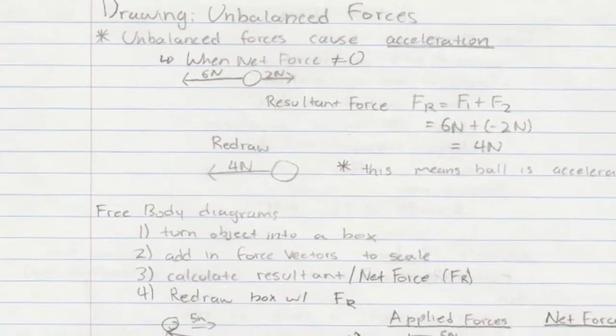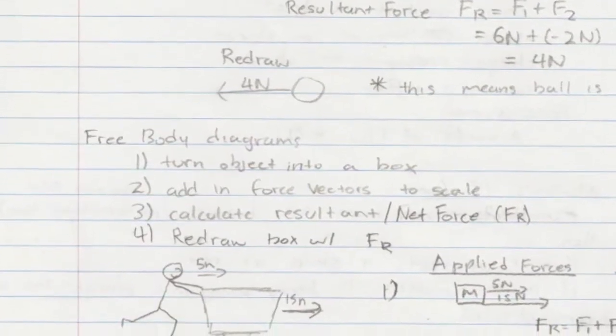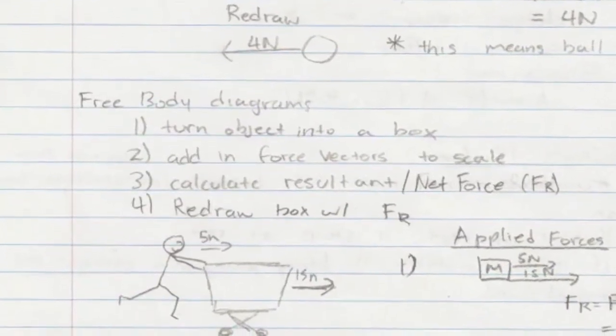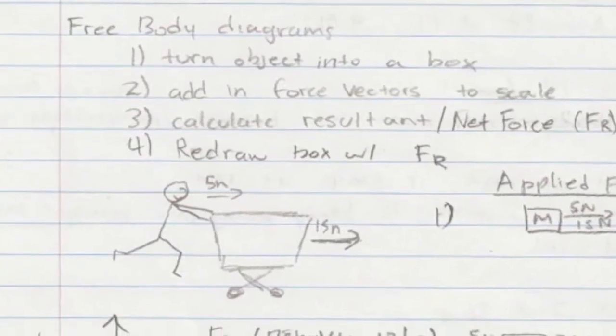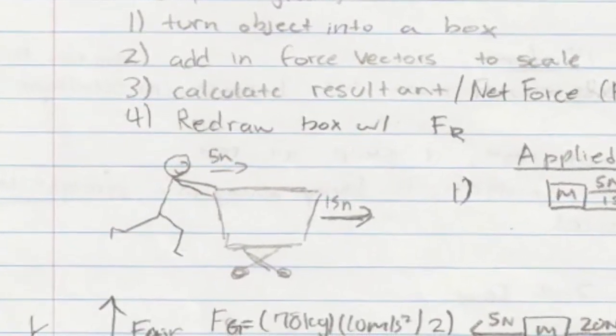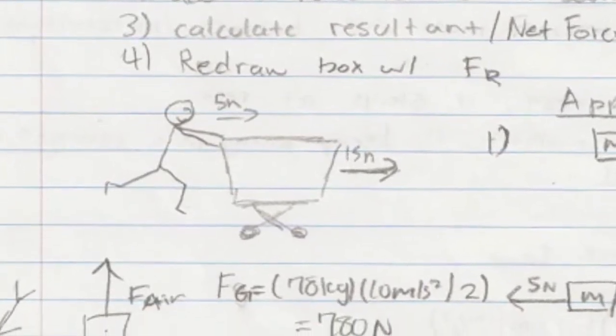We'll refer to our class notes and use the example given in class, which was a person pushing on a cart 5 newtons to the right and the cart moving at 15 newtons to the right. We'll look at how to make a free body diagram and calculate the net force, or the resulting force.